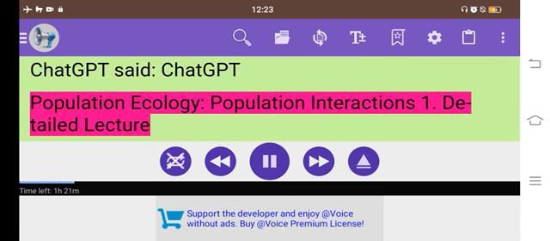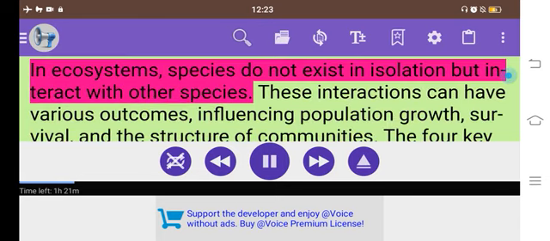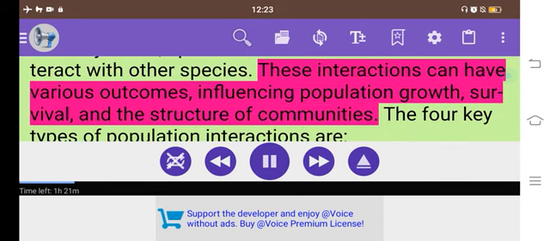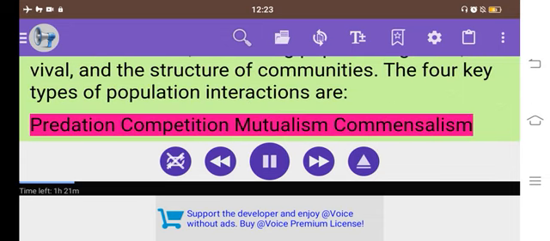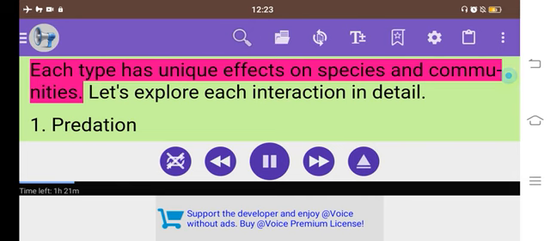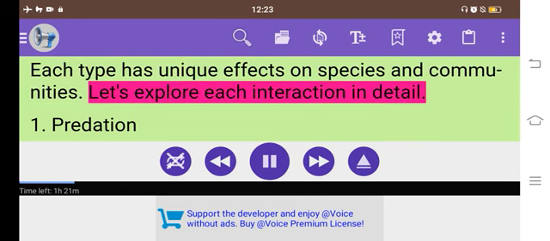Population ecology, population interactions 1. Detailed lecture. In ecosystems, species do not exist in isolation but interact with other species. These interactions can have various outcomes, influencing population growth, survival, and the structure of communities. The 4 key types of population interactions are predation, competition, mutualism, commensalism. Each type has unique effects on species and communities. Let's explore each interaction in detail.